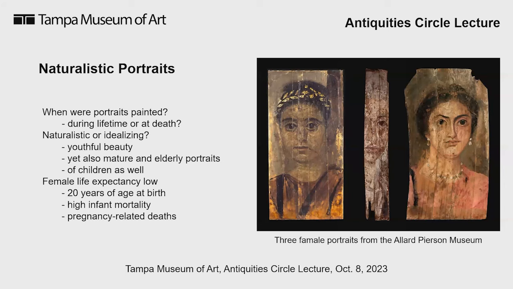One of the questions that we cannot answer, that scholars have been going back and forth about, is were they painted in their lifetime? Because so many look so young. And then the thought was, well, they were painted when the people were in the glory of their lives, and then later on they were inserted in their mummified remains. This middle sliver is already an indication that some of them, with gray hair, must be elderly. So some may perhaps be idealized, representing youthful beauty, but we also see mature and elderly portraits. We also have portraits of children.